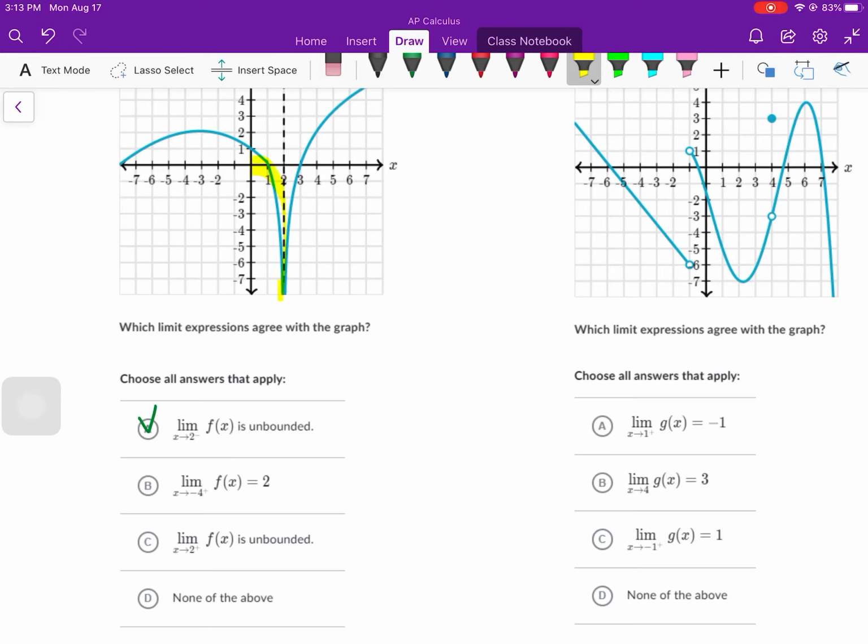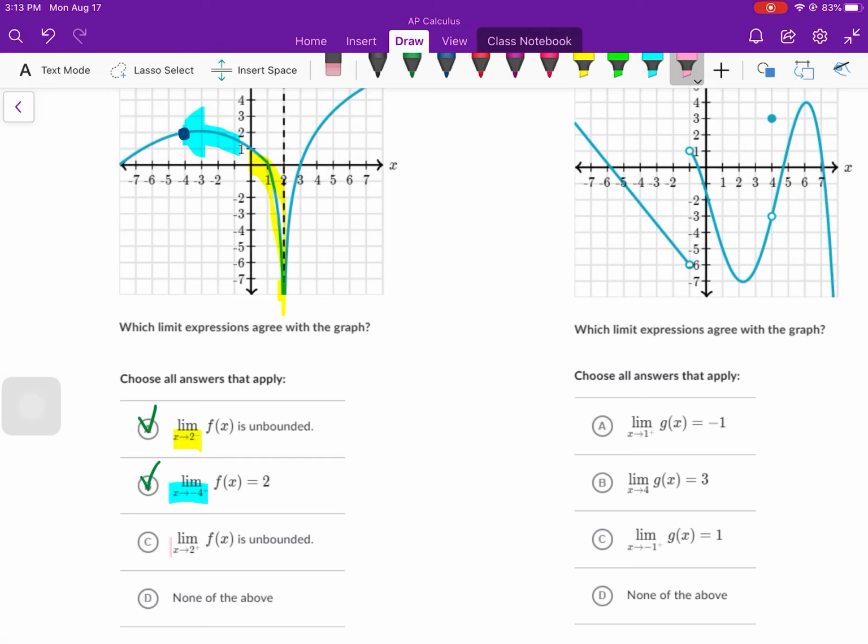Once again, you can see as we approach it from the left, it's unbounded. It's going down to negative infinity. Let's look this time at the limit as x approaches negative 4 from the right. As we're approaching negative 4 from the right, that's right there. This spot right here is 2. Yeah, it is 2. So that checks off.